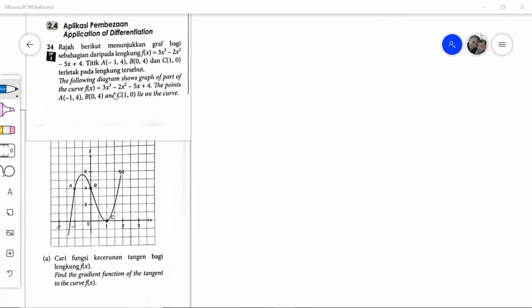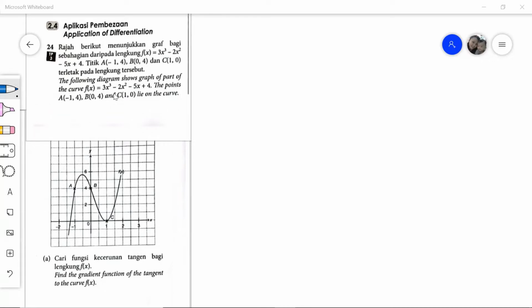Basically, there are four types of application of differentiation. You may want to click the link in the description box, which leads you to the video where I'm going to show you how to identify the keywords and link those keywords with their appropriate application of differentiation. So without further ado, let's look at this question.